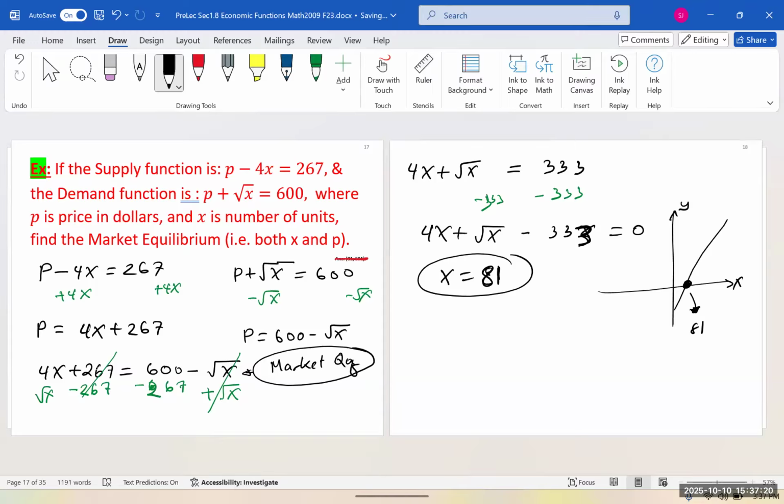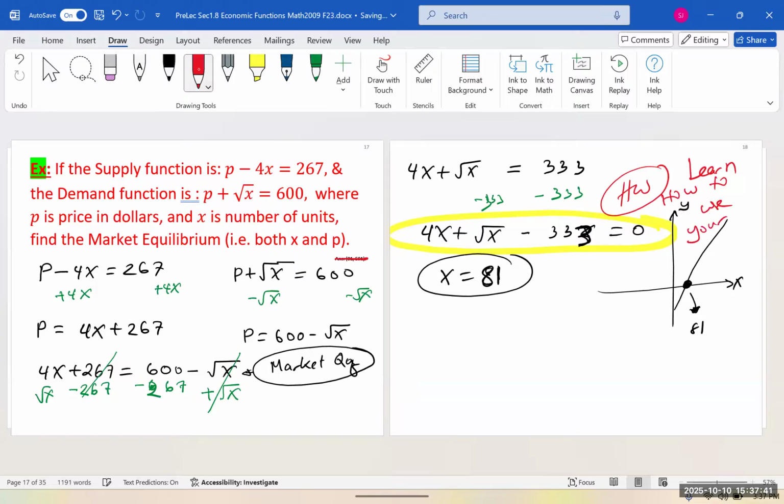So your homework, you definitely do the homework, is to find out how to solve this type of equation in a calculator. That's the homework. Learn how to use your calculator.